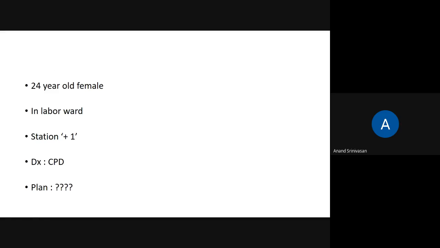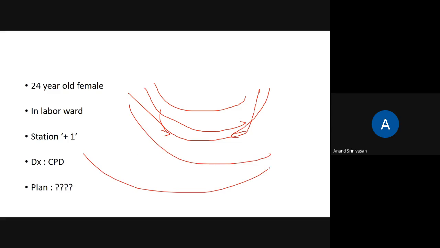So what happens is, imagine this to be the pelvis. There will be the ischial spine. Depending on where the fetal head is, we classify it. If the baby's head is here, it is called zero station. If it is above, +1, +2. If it is below, -1, -2. So this depends on the station in which the baby is present.